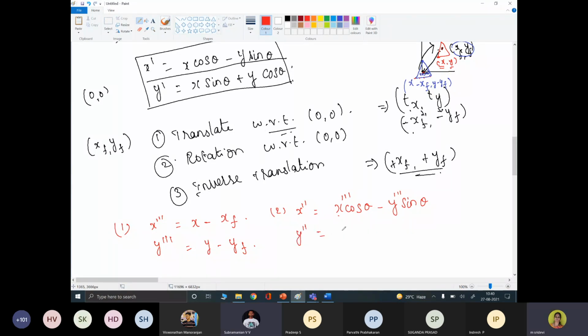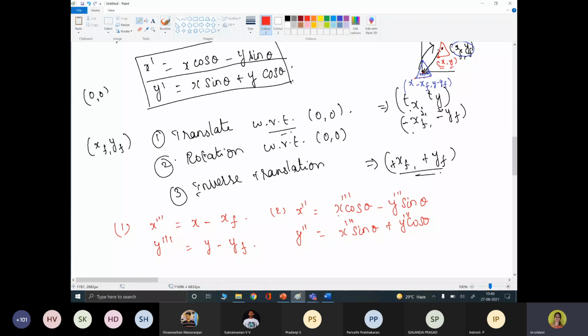Similarly, y dash equals x sin theta plus y cos theta. Again, x and y here are triple dash, not xy. If you put xy, that indicates the original position. Now xy is changed to x triple dash. We have aligned the reference point with respect to the origin. Now we have performed a rotation. This equation performs the rotation with respect to the origin.